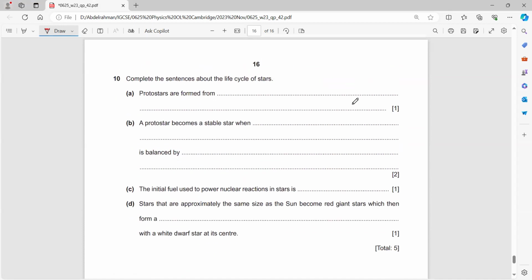Complete the sentences about the life cycle of stars. Protostars are formed from what? Clouds of dust and gas, which is called a nebula.